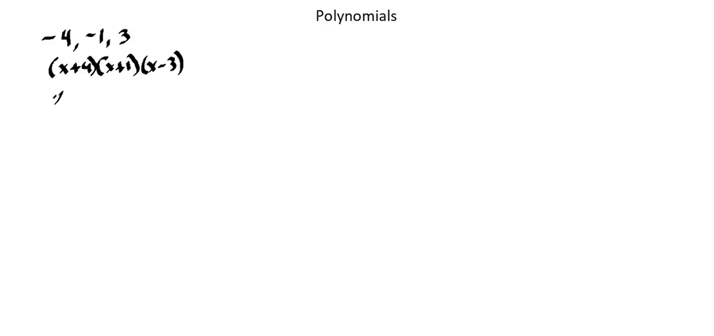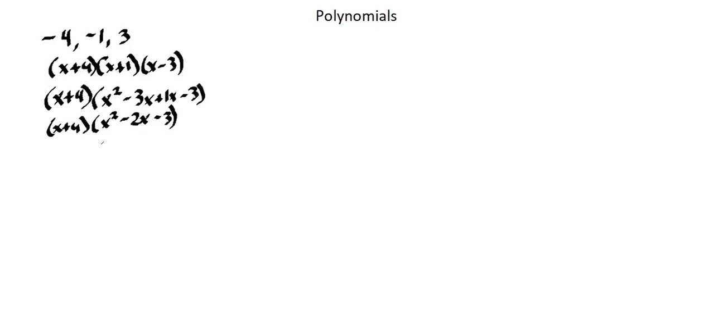I'll keep the x plus 4 intact for now, and I'm going to multiply x plus 1 times x minus 3 to get x squared minus 3x plus 1x minus 3. And I can do some combining. In my second expression, x squared, I'll combine the x's, minus 2x minus 3.